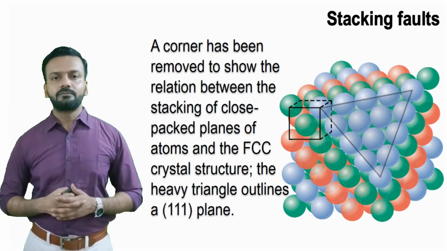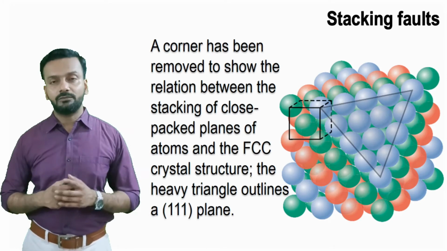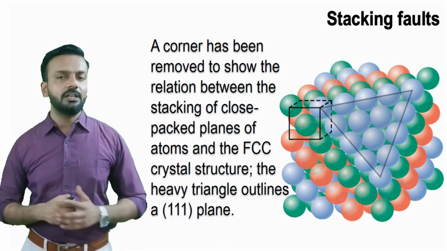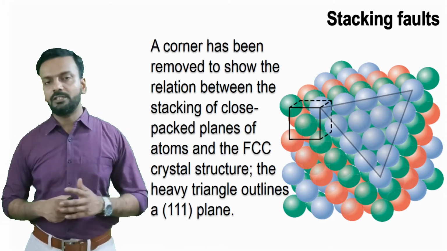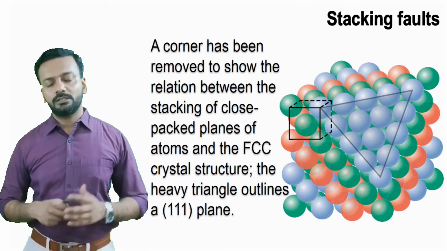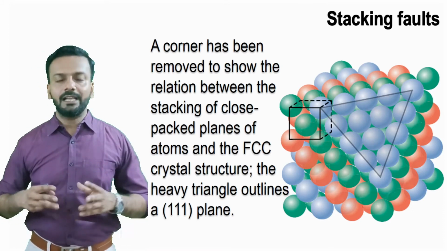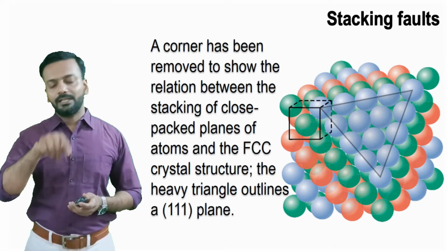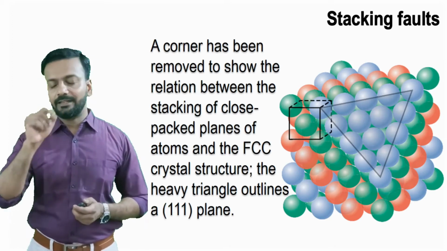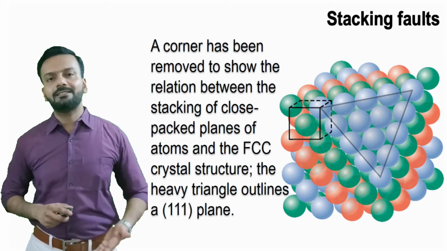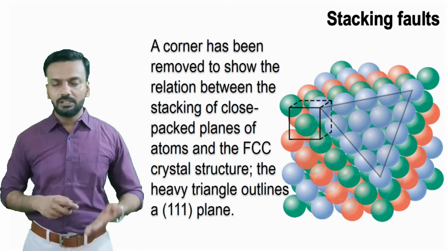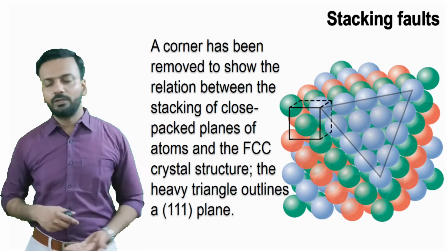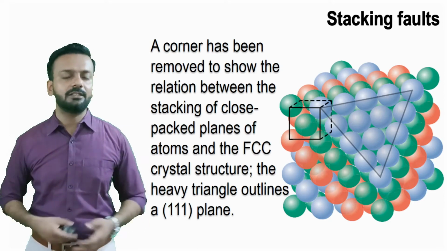The heavy triangle outline is the 111 plane. In an earlier video we discussed that in FCC, the 111 plane is the closely packed plane, a highly packed plane. Now when we look from the corner, you can see this plane as a triangle, and all these planes are stacked on top of each other. When we look from the corner, if one of these planes is missing, it is a stacking fault.